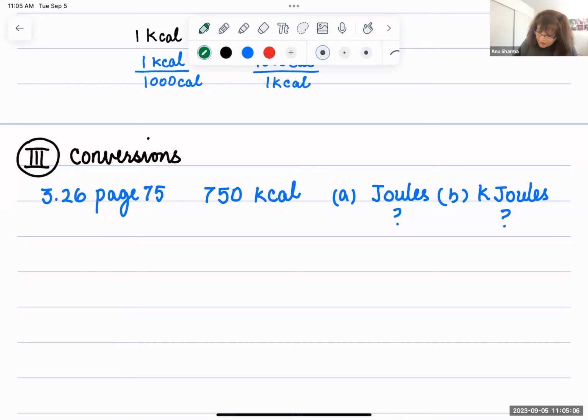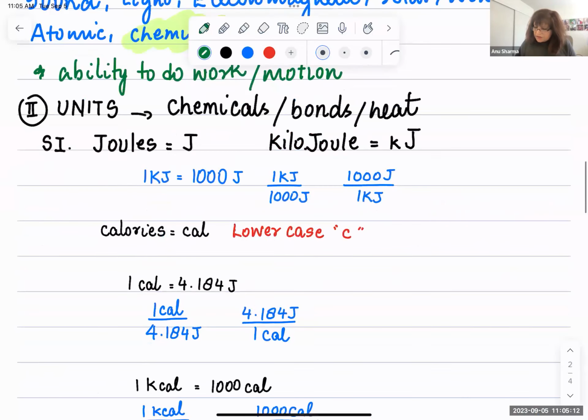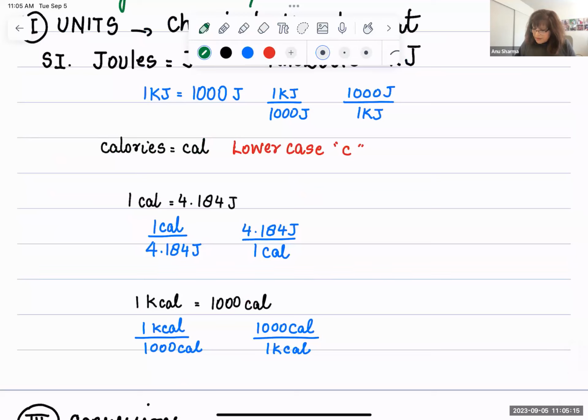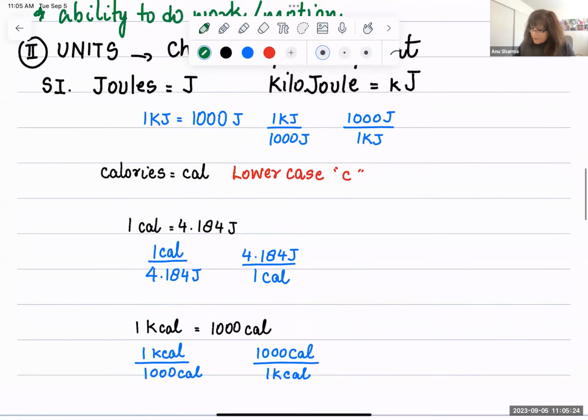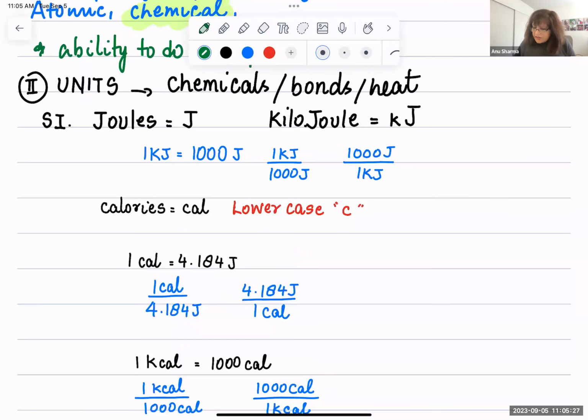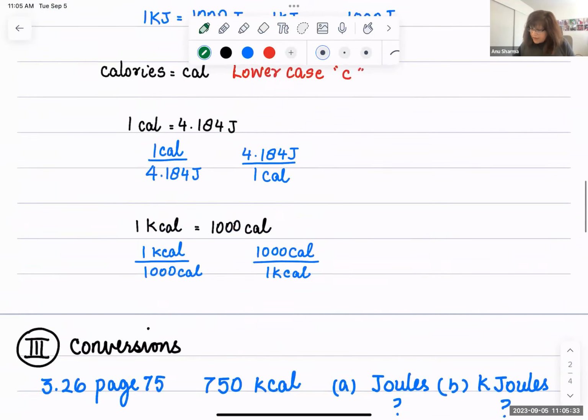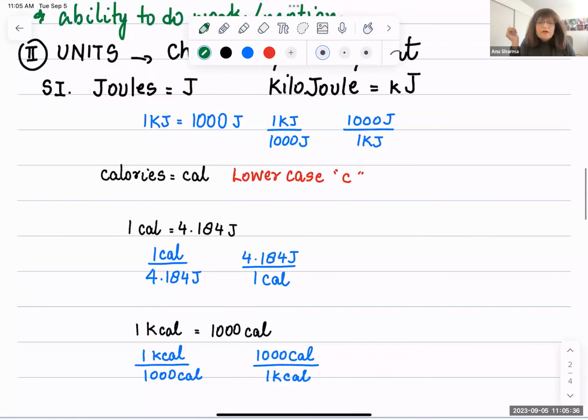First of all, you look at the relationship between kcal and joule. Is there a direct relationship between kilocalories and joules, based on what you see on the screen? There's no direct relationship. Between calories and joules there is, and between joules and kilojoules there is, but between kilocalories and joules, there is not.